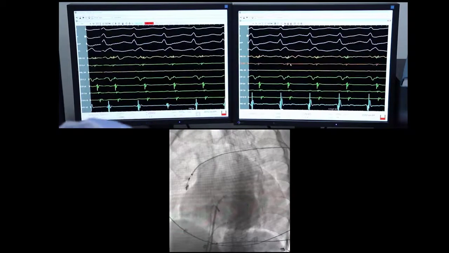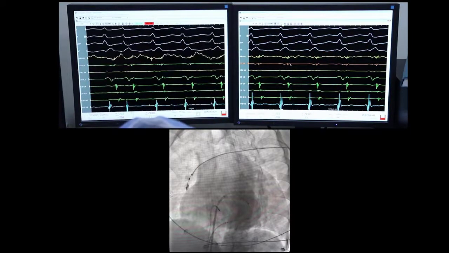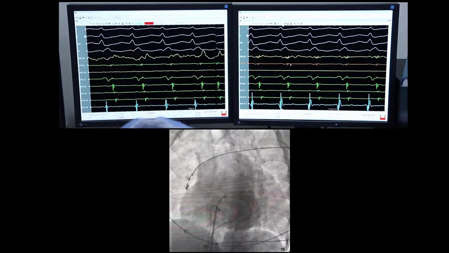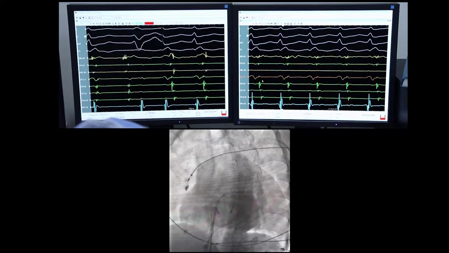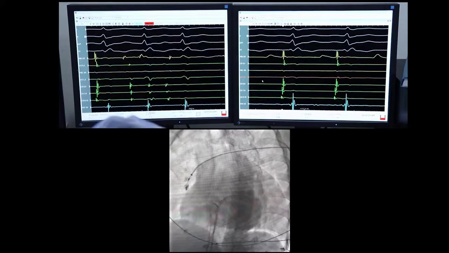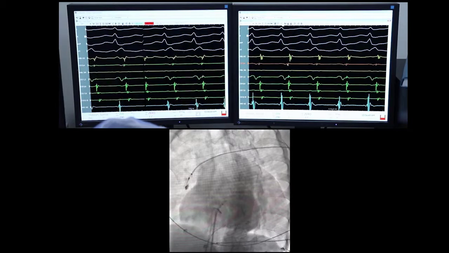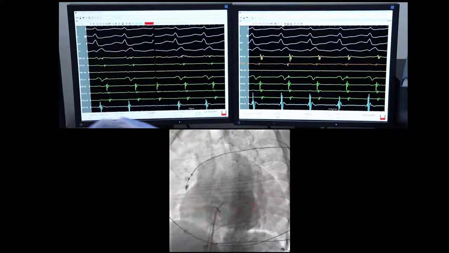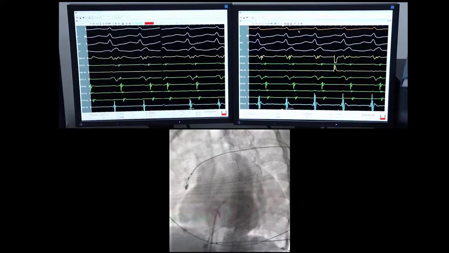We can appreciate here a very good fractionated A wave on the distal ablation catheter. We started to deliver the radiofrequency ablation here, as we can see. Further adjustment of the ablation catheter in the posterolateral region. Ablation was done again.